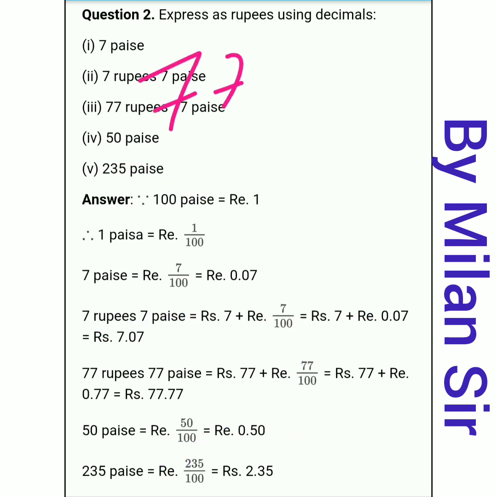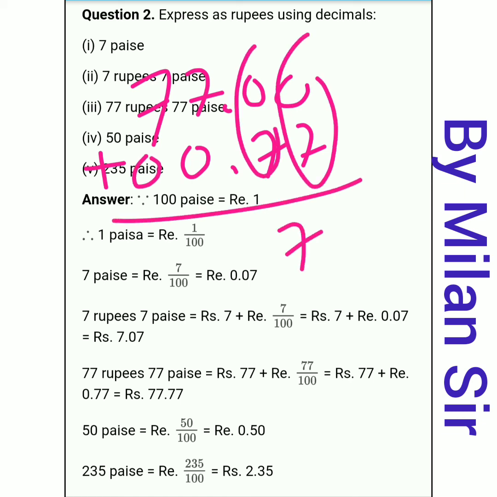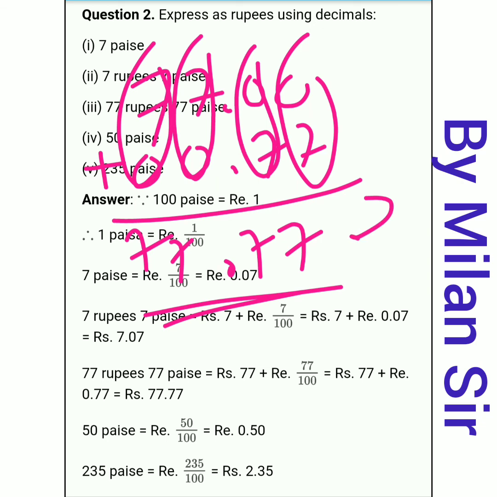Now we need to add this, 77 plus 0.77. 77 is an integer and here 0 is an integer, so we need to put integer below integer. So here the decimal point, here 0 0, here 0. So 0 plus 7 is 7, 0 plus 7 is 7, decimal point continues, 7 plus 0 is 7, 7 plus 0 is 7. So our final answer is 77.77 rupees.